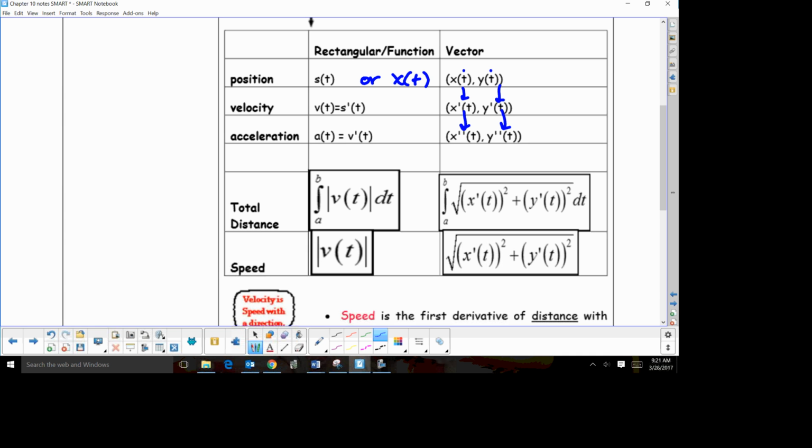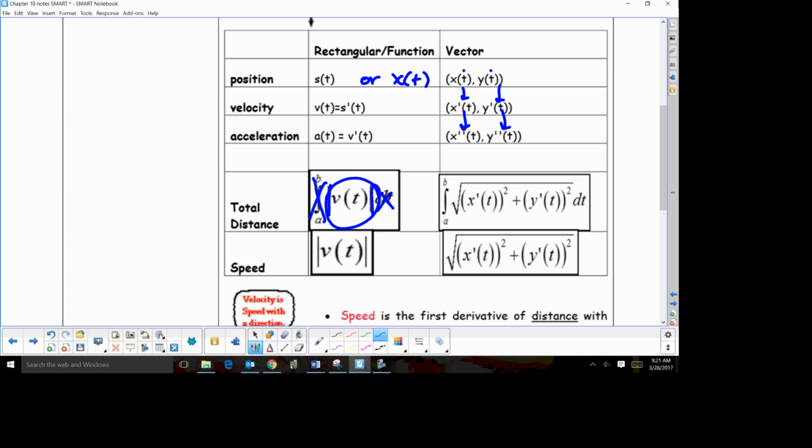Total distance, we remember we put those absolute value bars because we absolutely love total distance from the inside. And that's when we're in rectangular. Total distance when we're in the vectors or the parametric is this arc length formula. Do you remember that? Okay, so do you remember speed back in rectangular is we just basically get rid of the integral part, and speed is just the absolute value of velocity, right?